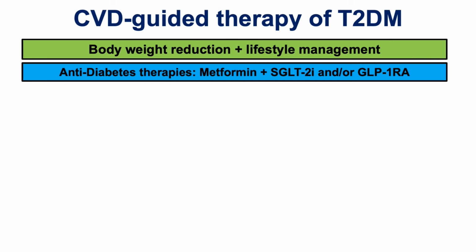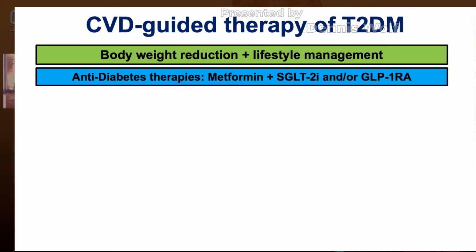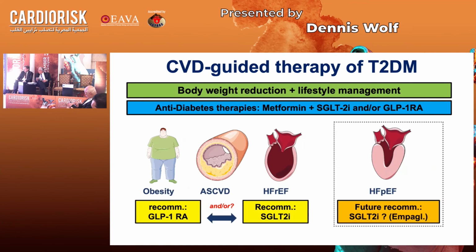So based on the findings I showed you, we may propose a CVD-guided therapy of type 2 diabetes mellitus. It is important to initiate lifestyle management and body weight reduction, although this can be very challenging for patients. And this is the first step. Then, of course, we have to add metformin, which is still recommended by diabetes associations. But then the use of SGLT2 inhibition or GLP-1 receptor agonism may be guided by cardiovascular comorbidities.